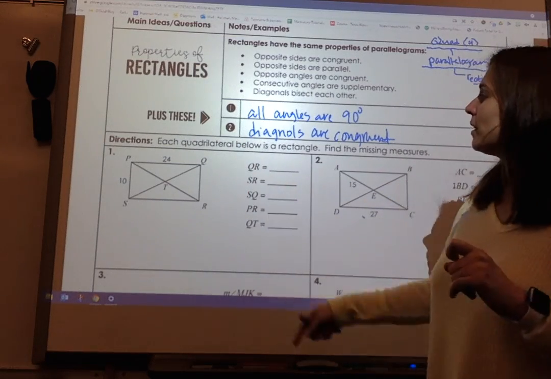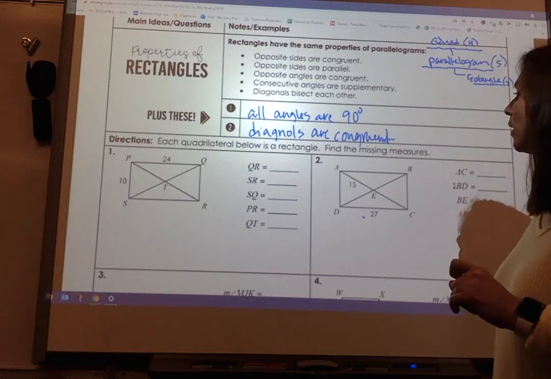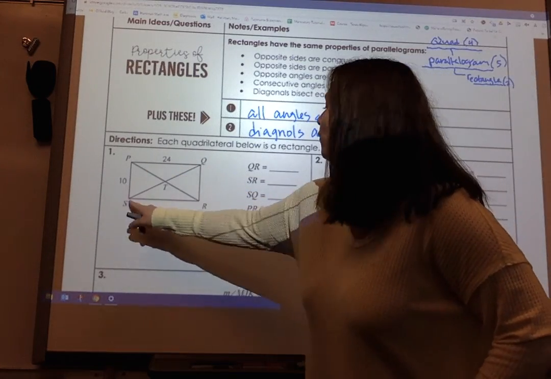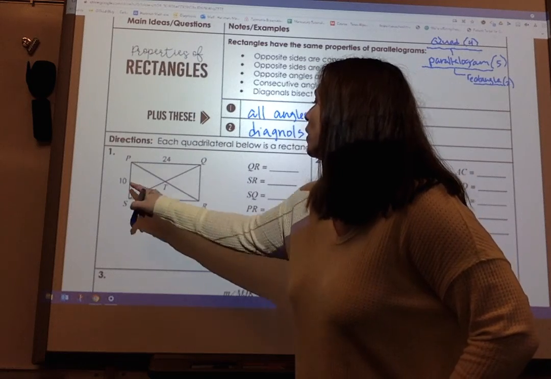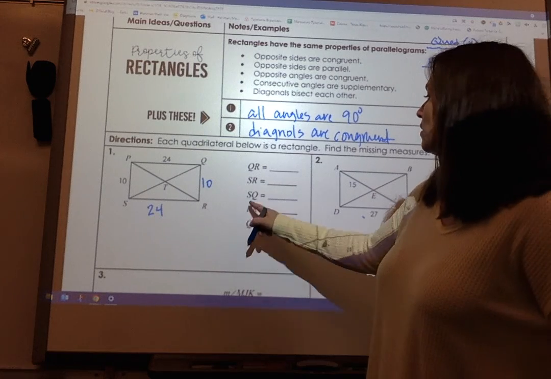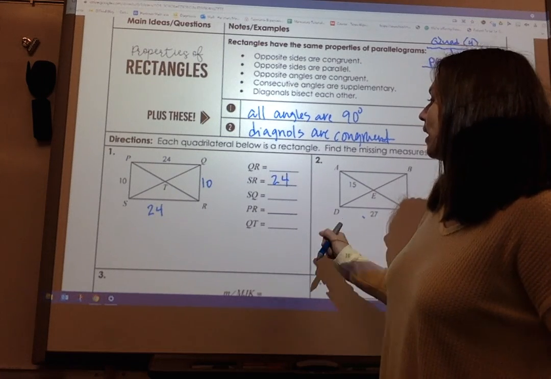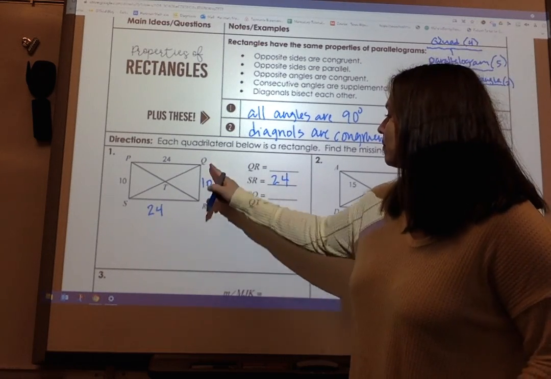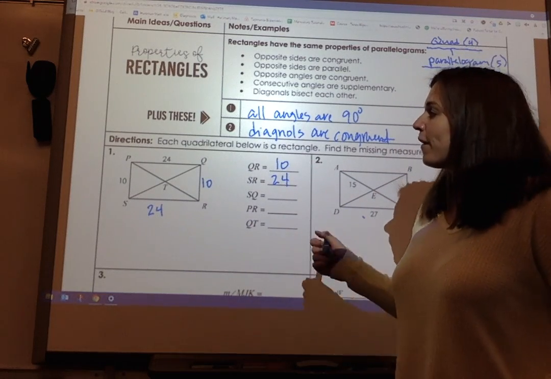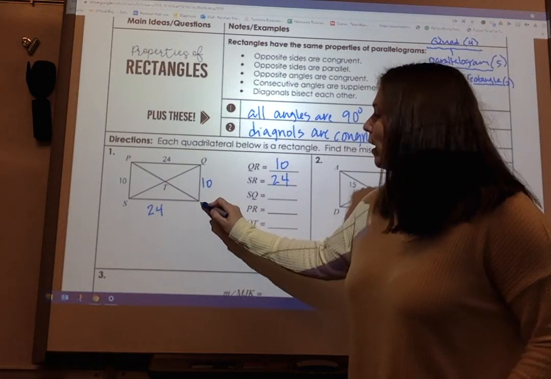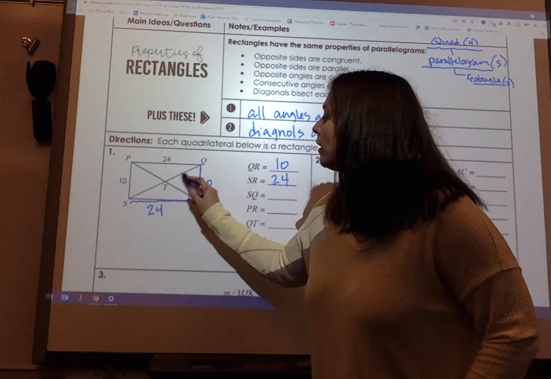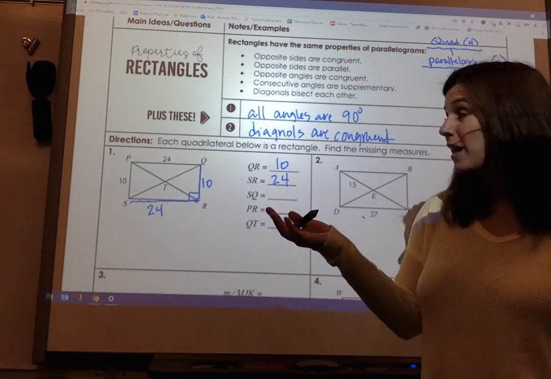So if we look at these, each quadrilateral is a rectangle, and we want to find the missing measurements. We know that PQ is 24, so SR is 24. We know that PS is 10, so I know that QR is 10. So SR is 24, and QR is 10. Now, how would I find these other measurements? Well, you know that this makes up a right triangle. And so if I'm looking for the hypotenuse, that's the Pythagorean theorem.